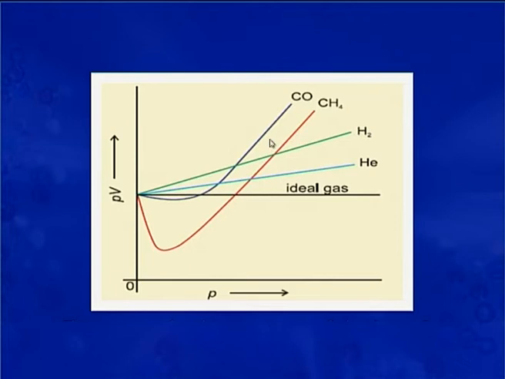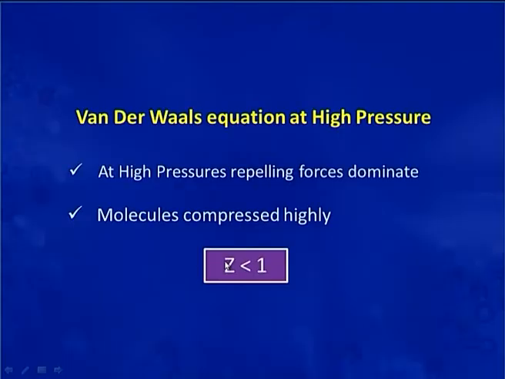What happens? This accounts for the rising part of the PV versus P isotherm at high pressure. You can see here the value is higher. At high pressure, repelling forces dominate. That is why it is showing maximum deviation and molecules are compressed highly. So, the value of Z is high.